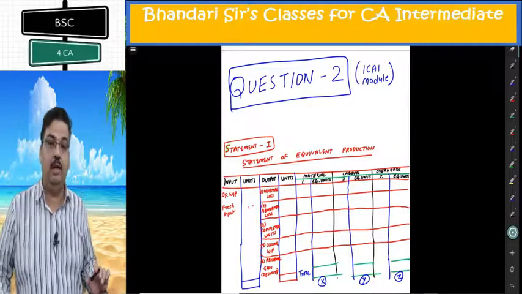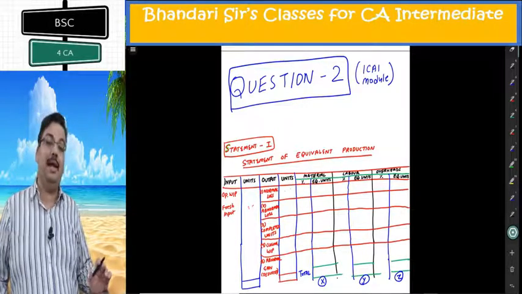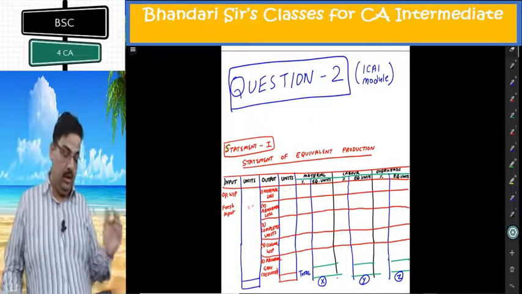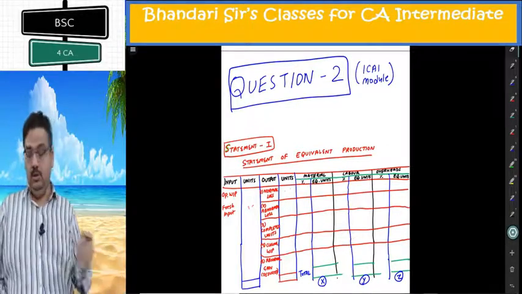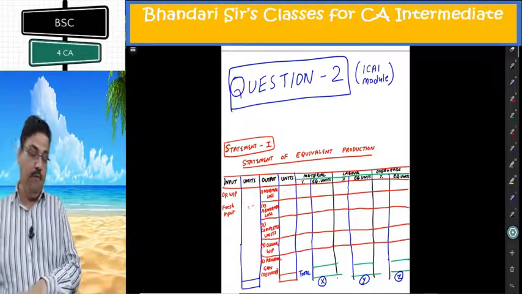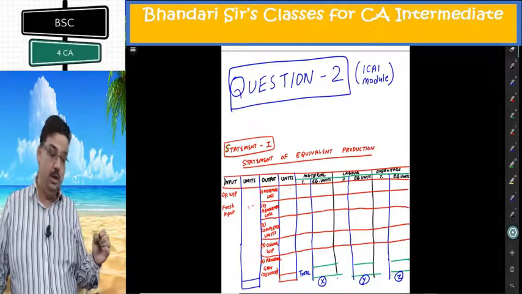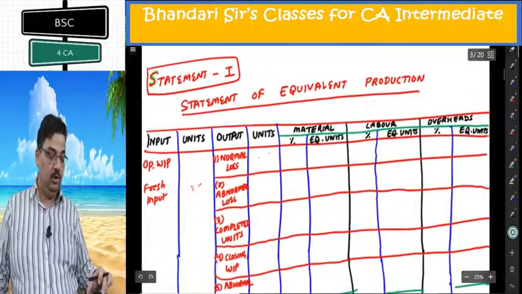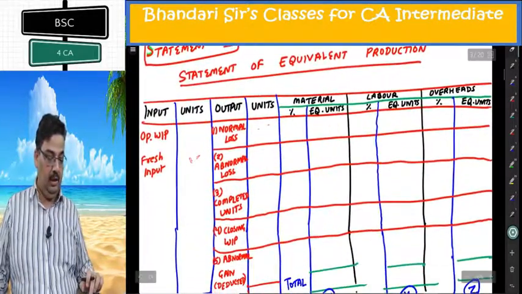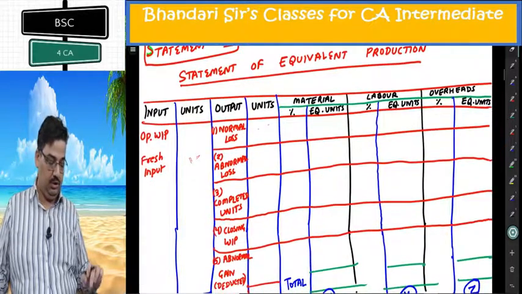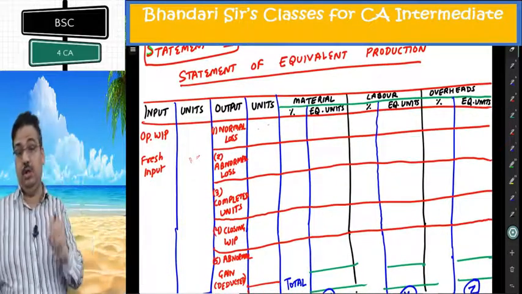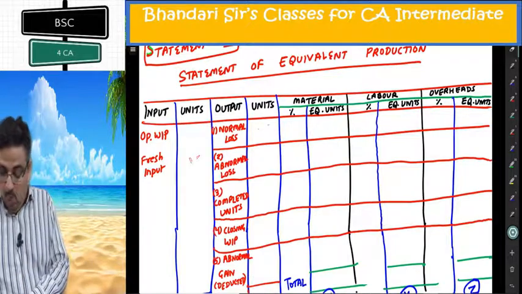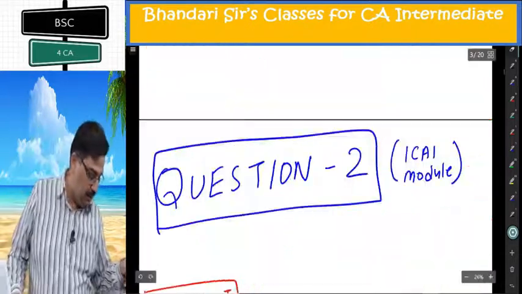Next we reach is question number 2 in the practical questions of ICI module. It is comparatively a better question because it carries normal loss or abnormal gain, but it still carries a single process. So I am looking into the question, I am looking for the units information which will be used in the first statement. So same format I am making, statement of equivalent production. The format will be same in all questions. Whatever is not applicable will be omitted from there. Opening WIP in units, it is given 2,000.